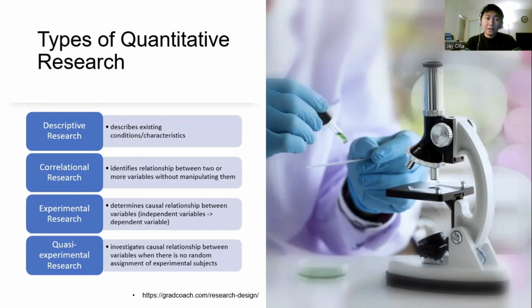So there is no control as to the randomization of the students in those particular groups, or there's no control in the mixture or composition of those students. So that's quasi-experimental research.